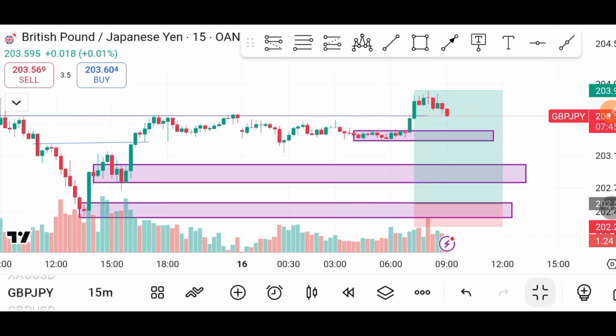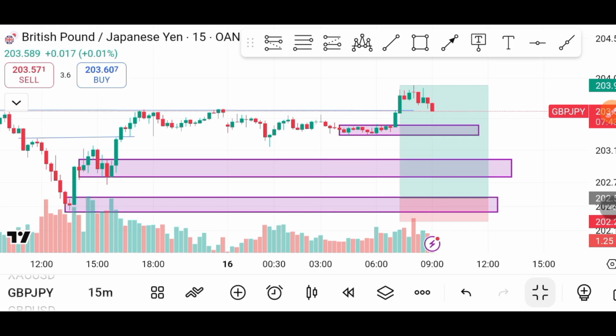Okay, so we stay vigilant throughout this week to see if these smart money key levels will be respected or if we're going to have a breakout.